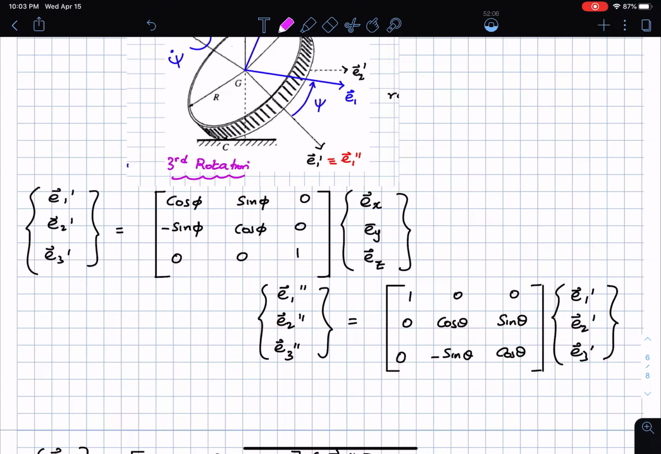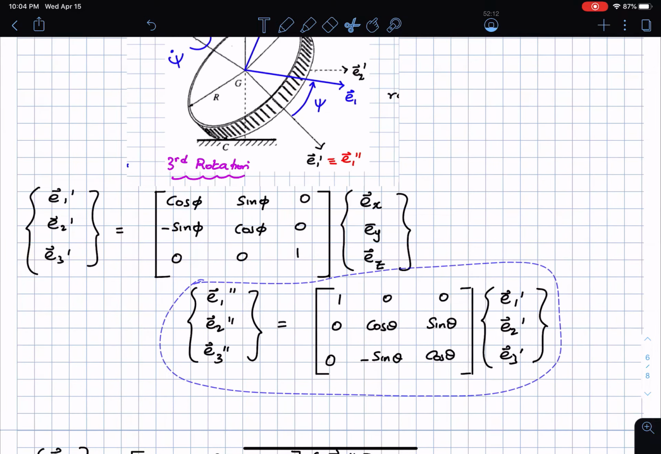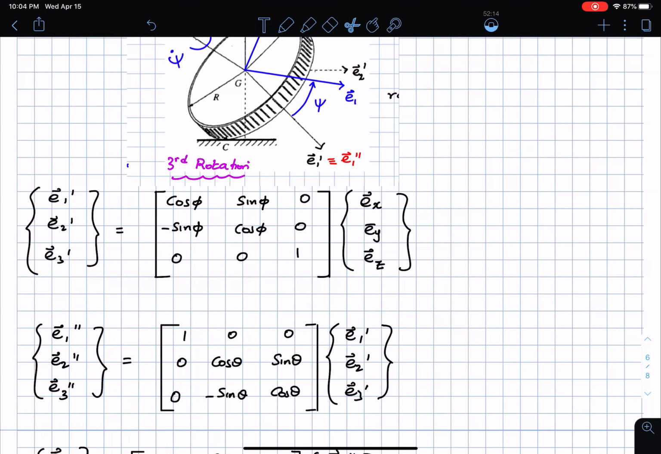So here, maybe I can scoot this down a little more so that I have more space to do my writing. Okay, so here is what I want to say. I'm going to call this the following. This is going to be called E prime 1, 2, 3. This is a column vector that's equal to R1 times E x, y, z. Okay, so in this the labeling is that this is a column vector. This is also a column vector. Okay, and this is the first rotation matrix.